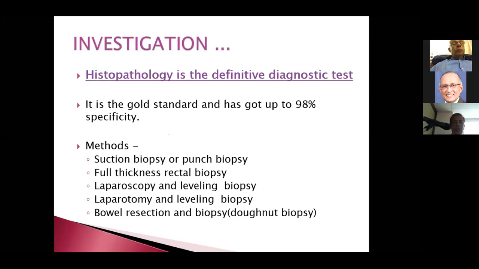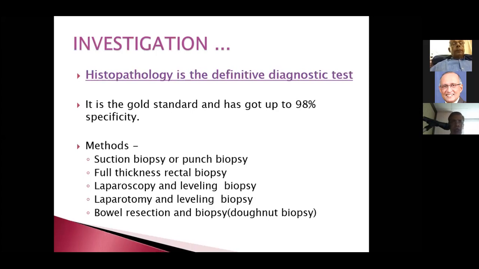Then histopathology is the definitive test and gold standard for diagnosing Hirschsprung's disease. It has an accuracy of 98% or almost 100%. Methods of biopsy are suction biopsy or punch biopsy, which will give you mucosa and submucosa, and the full thickness biopsy, where you get the full thickness of the bowel. It can be achieved by laparoscopy or laparotomy. You call it a leveling biopsy because you take biopsies from multiple sites, until you reach from the aganglionic to the ganglionic area.